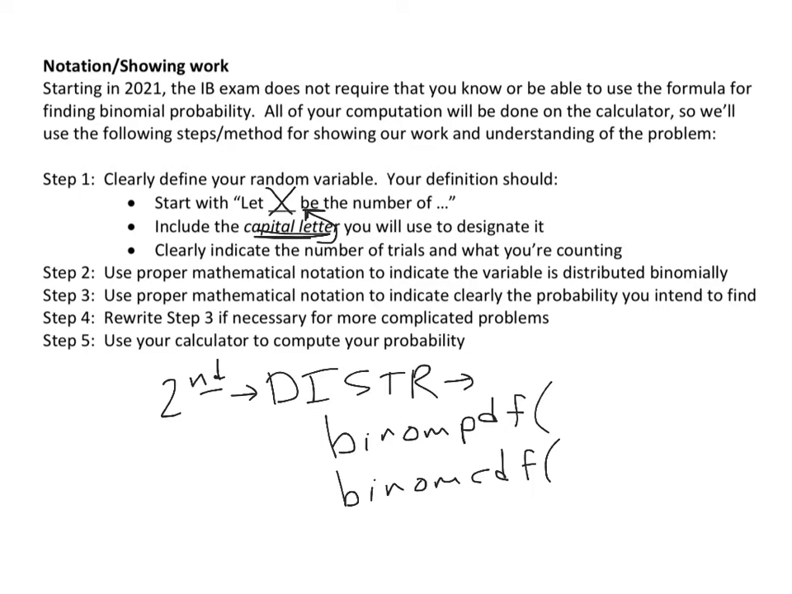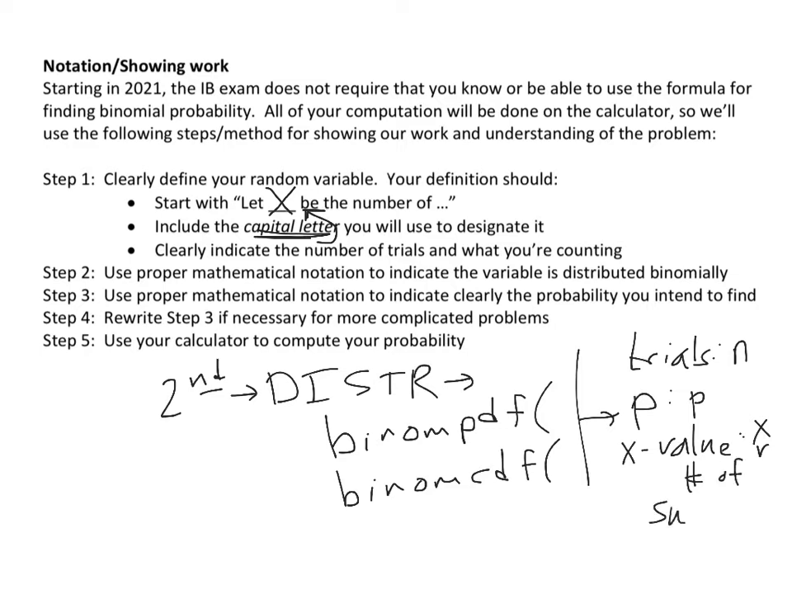I'm going to mention one more thing. When you hit those, the next screen asks you for trials, it asks you for P, and it asks you for an X value. My bet is that you can guess what those things are going to be. Trials is where you put in N, the number of trials that you do. P is where you put in the probability of individual success. And X value is where you put in either X or R, the number of successes that you wanted to have. There's some complexity there. We're going to come back to it.